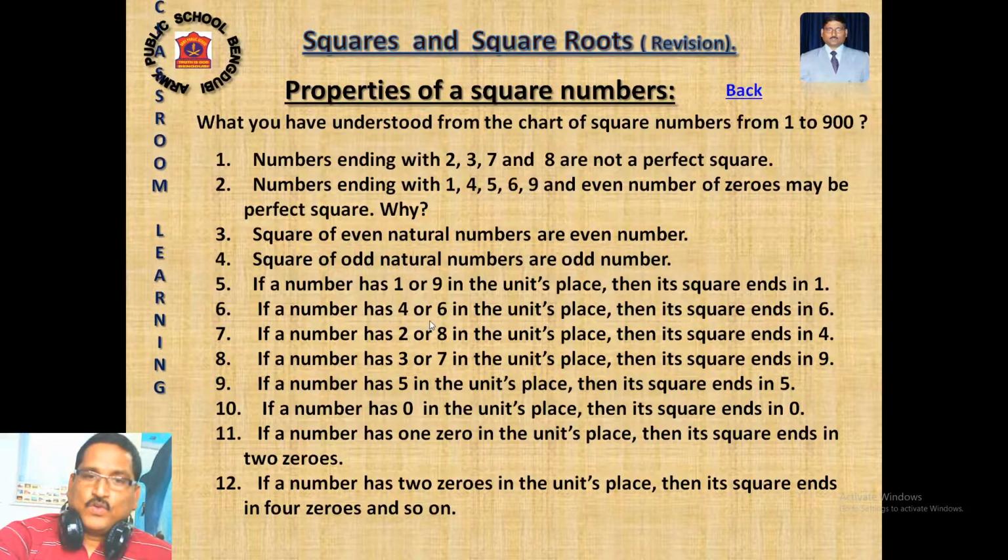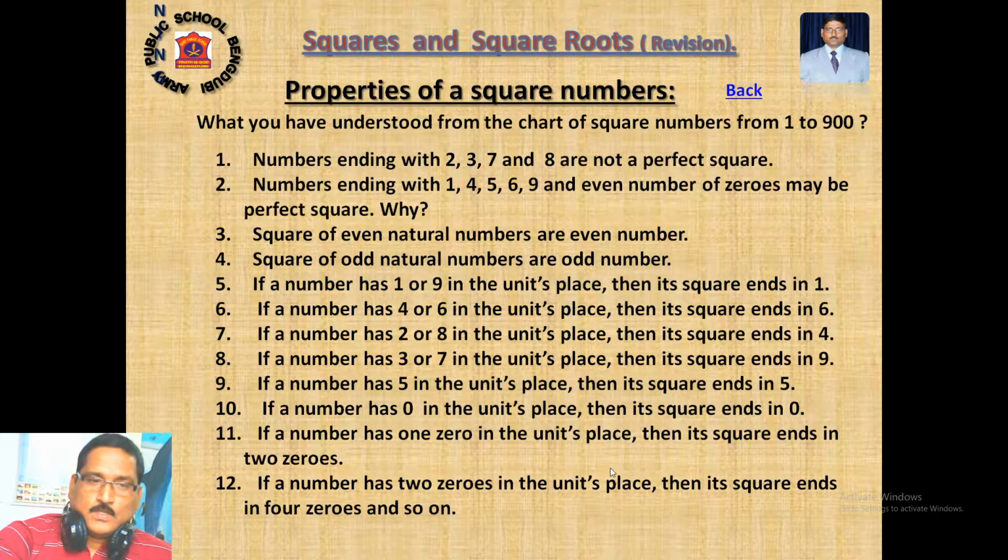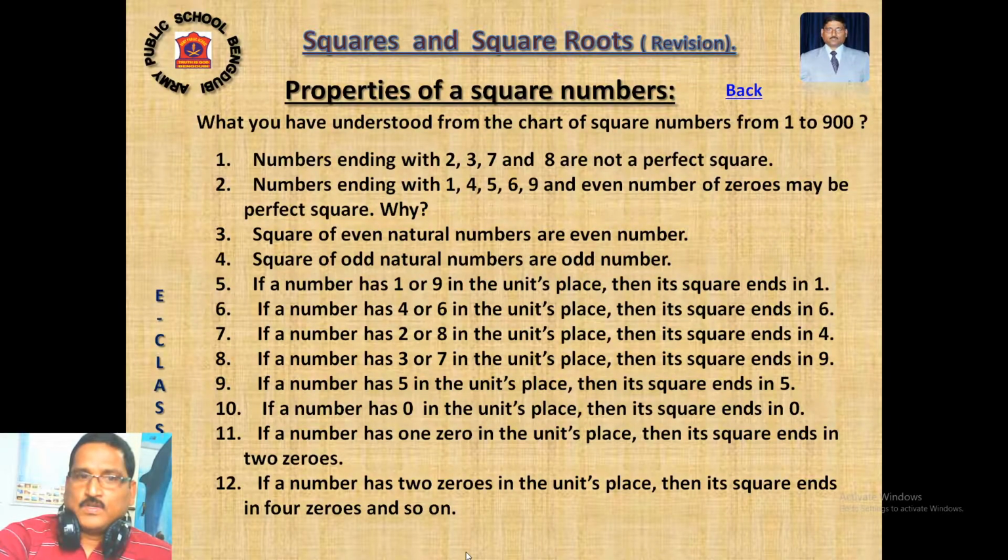Numbers ending with 4 and 6, definitely the unit digit of the square will be 6. Numbers ending with 2 or 8, definitely it will be 4. Numbers ending with 3 and 7, the square will end with 9. Unit digit of the square. 5, definitely 5. 10, it will be an even number of 0s. Okay, so this way, when there are 2 zeros, then we have 4 zeros. 4 zeros, then 8 zeros. Just double the zeros after squaring.